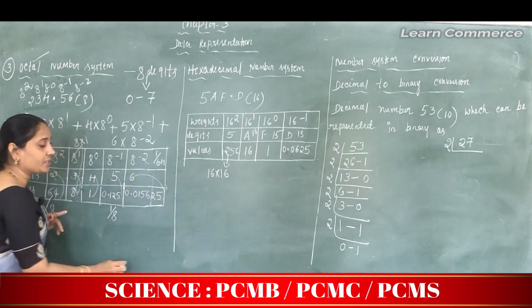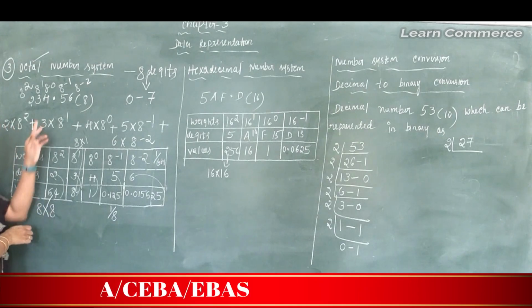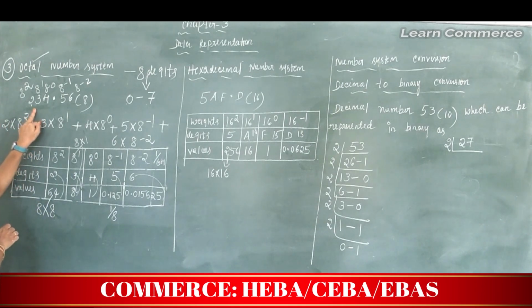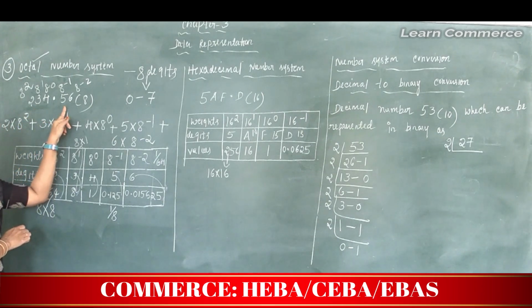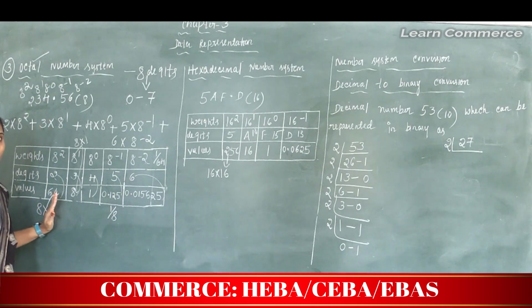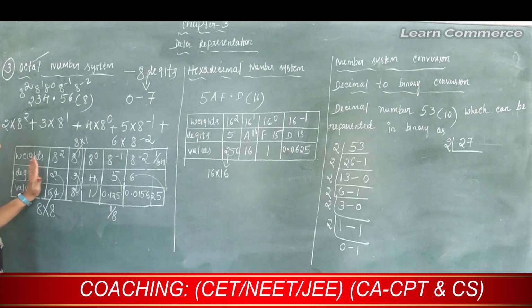After that, 2 into 64 plus 3 into 8 plus 4 into 1 plus 5 into 0.125 plus 6 into 0.015625, and later we will get the value 234.56, clear this one here. So this is the representation using the table of an octal, clear this one. So that is the octal table.